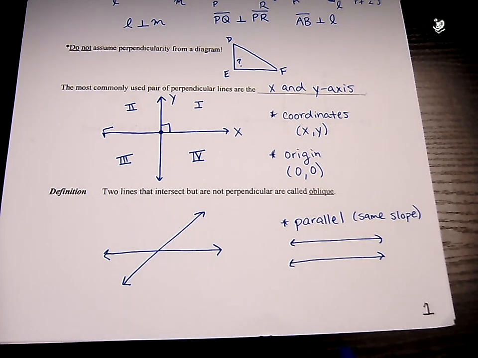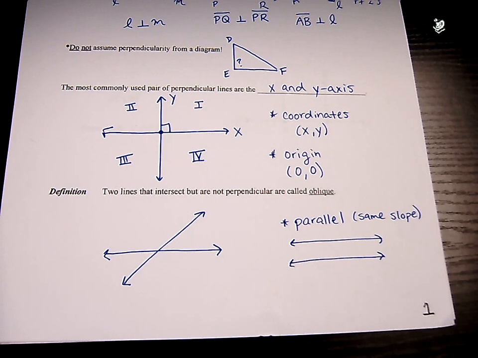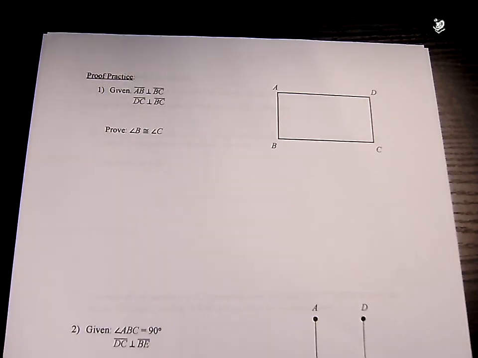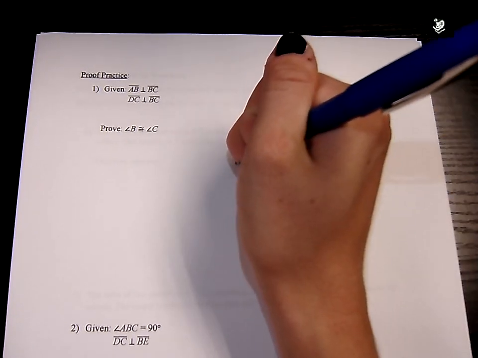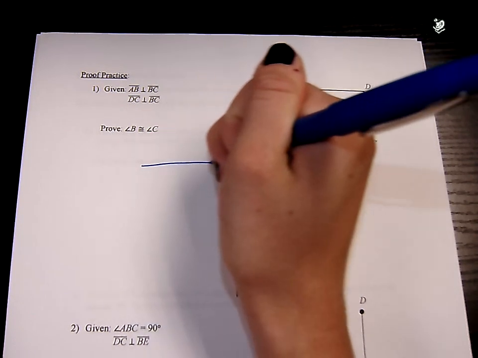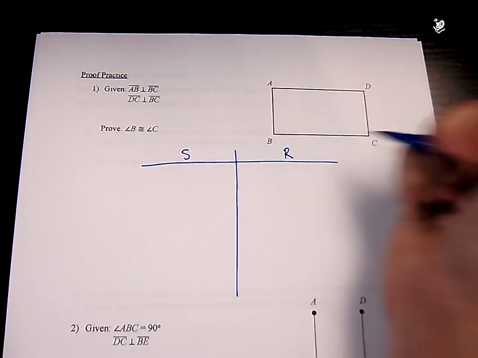And later on, we're actually going to get more into some parallel line theorems, but we're just going to focus on perpendicular lines for now. So let's get right into our proofs. If you remember, the first thing that we do is draw our T-chart, and we put an S for statement on the left and an R for reason on the right.